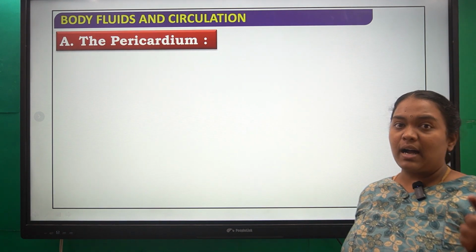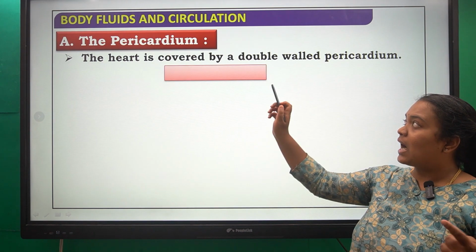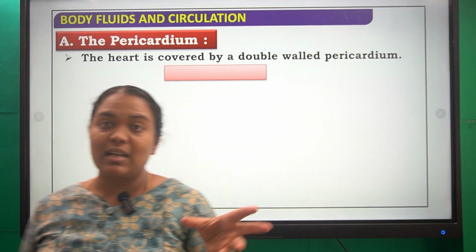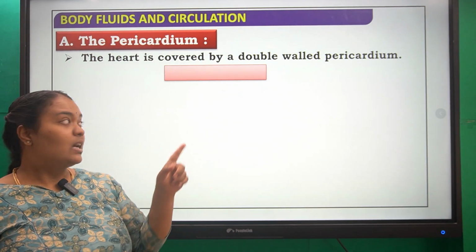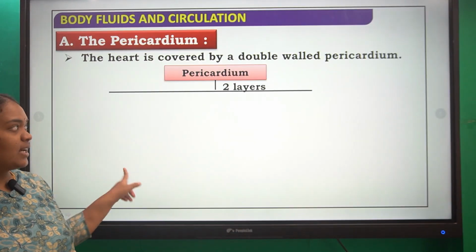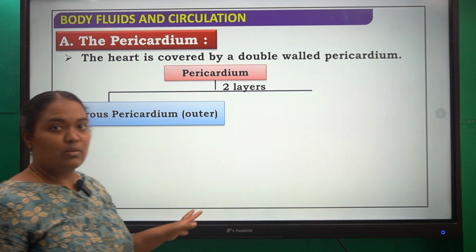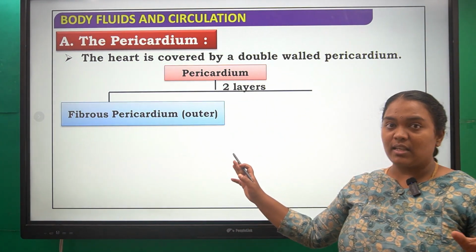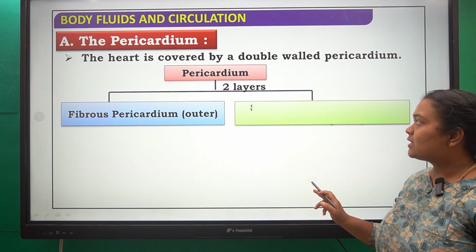Now the first part that we are talking about is the pericardium. The heart is covered by a double walled layer called the pericardium. The heart is covered on the outer surface by a double layer, meaning it has 2 layers. And this pericardium is made up of the fibrous pericardium, which is outside. So the outer covering of the heart is fibrous in nature, and it is called the fibrous pericardium.